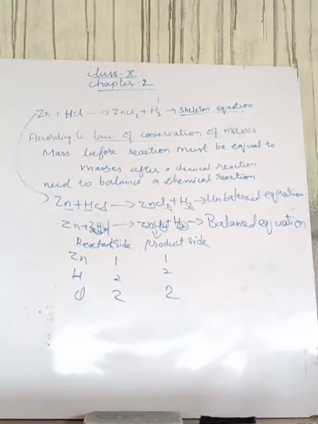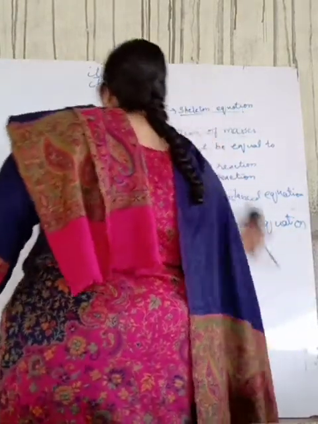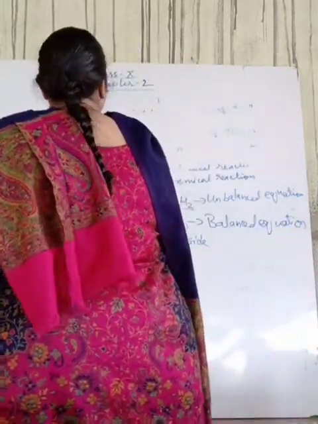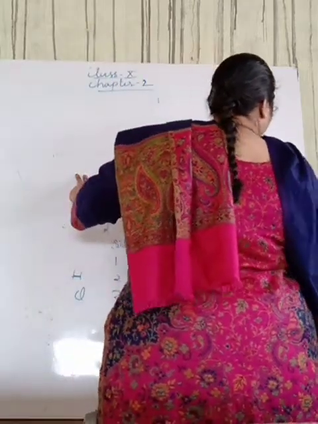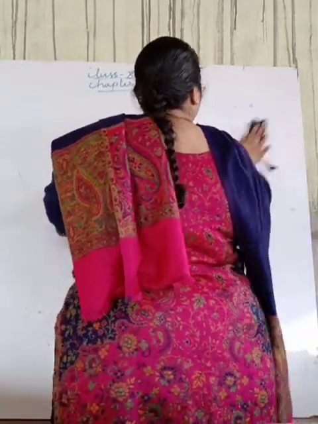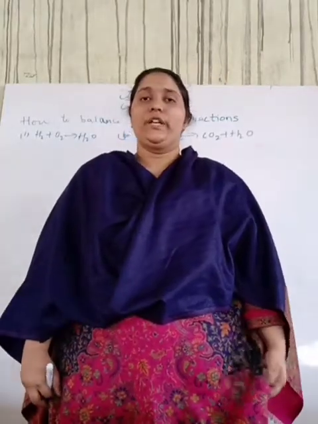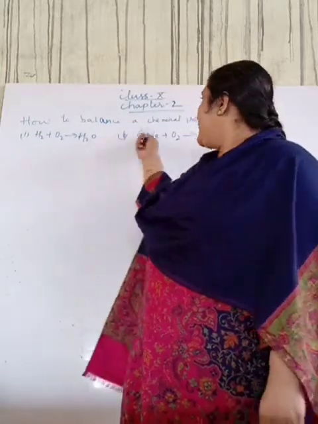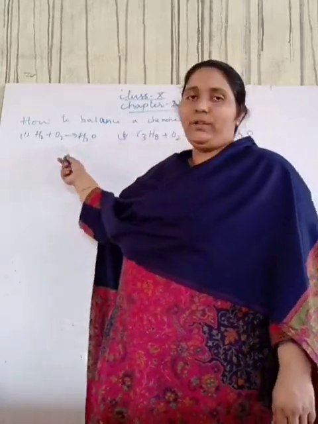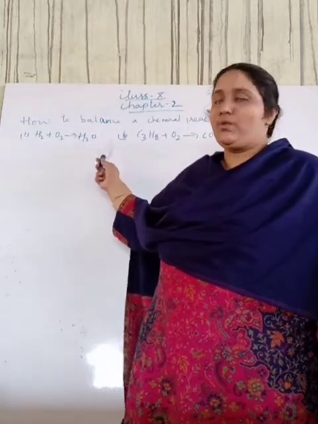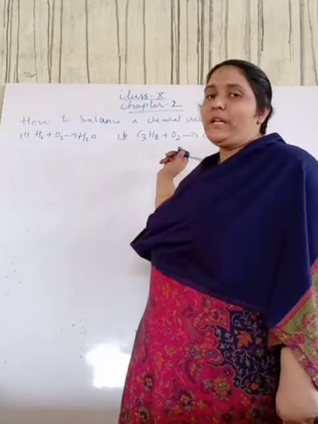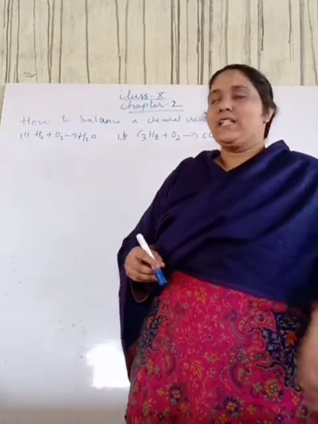Now students, we will see how to balance a chemical equation. What we have, two chemical equations, that is H2 plus O2 gives rise to H2O, and C3H8 plus O2 gives rise to CO2 plus H2O. So now we will see how to balance this chemical equation.